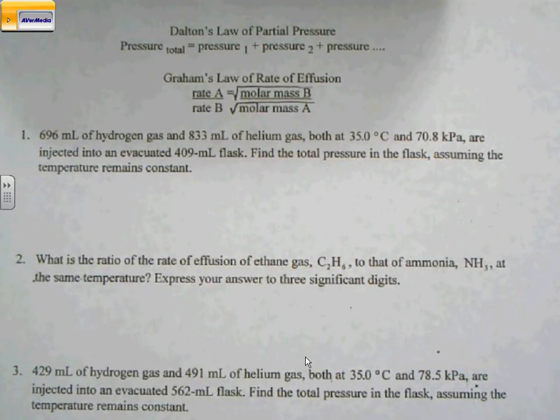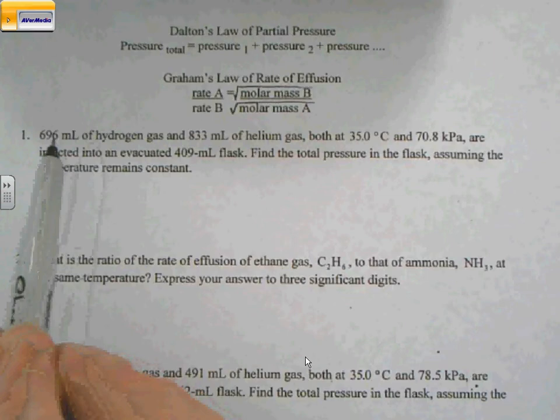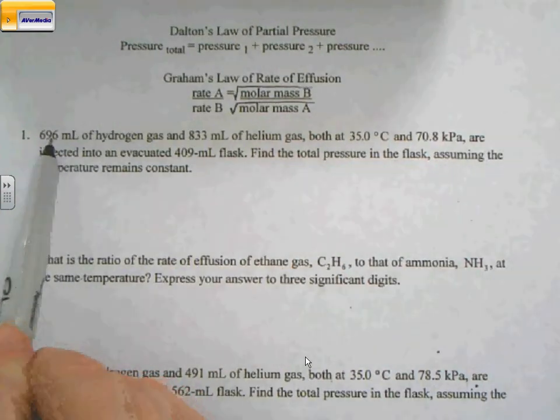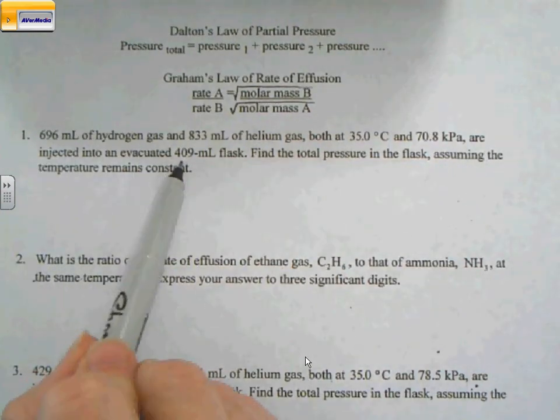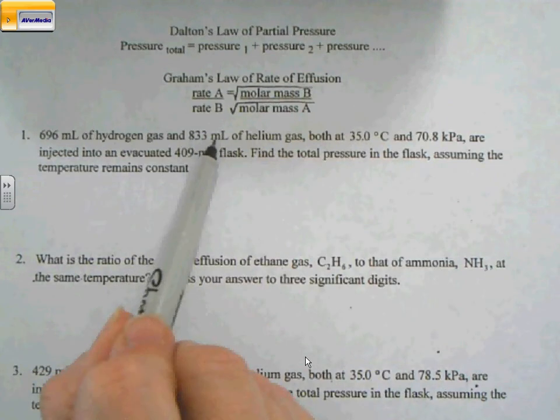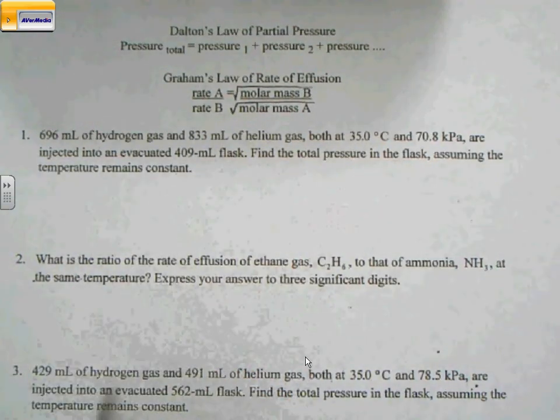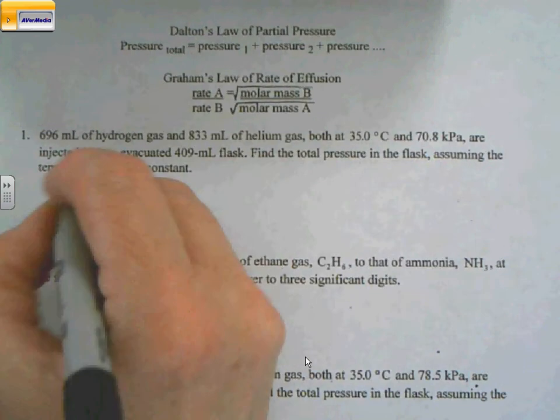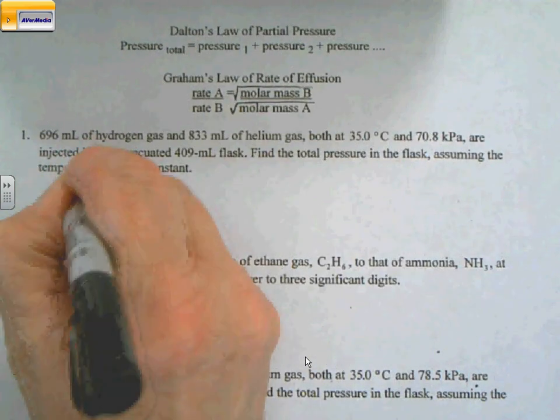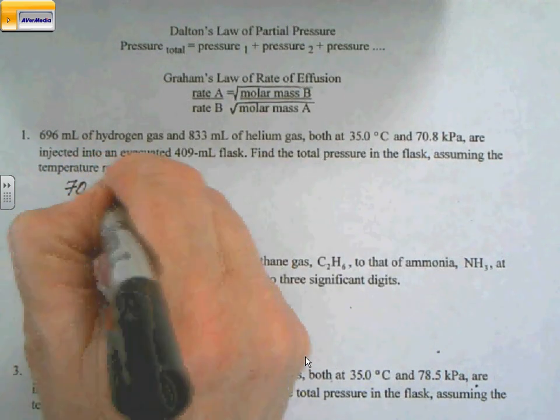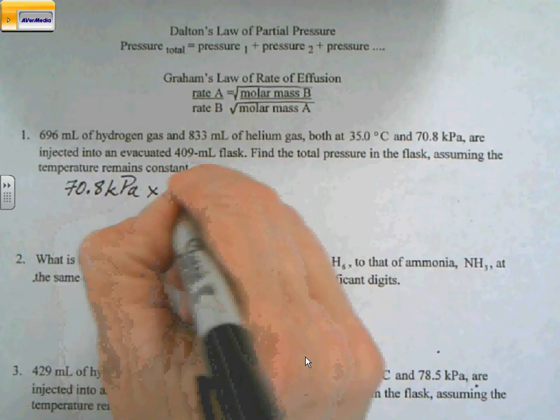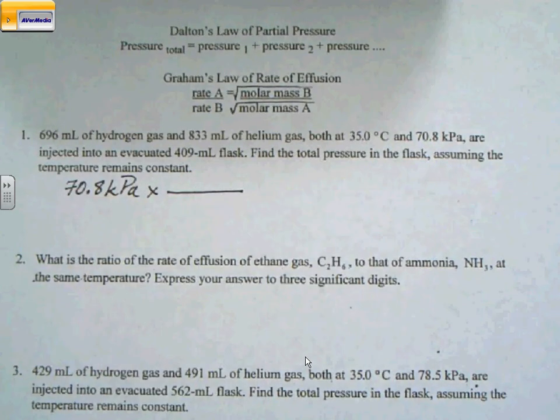Well, you are going to have to find out what the change is in pressure from the volume going from 696 to 409, and you're going to have to calculate the change in pressure from a volume of 833 to 409 and then add them together. So let's try doing that. First of all, how does the pressure change in the first situation? Well, they were both at 70.8 kPa. We need to multiply them by a volume ratio which would indicate the direction of pressure.